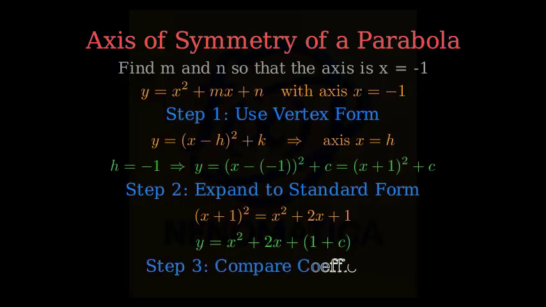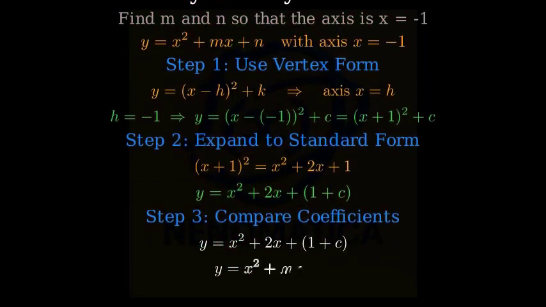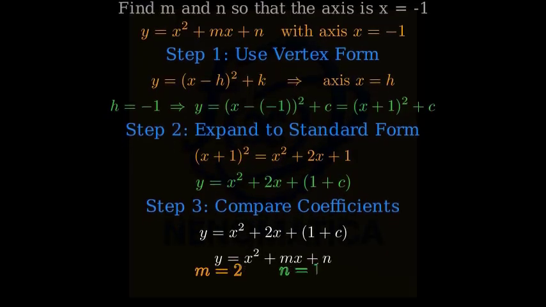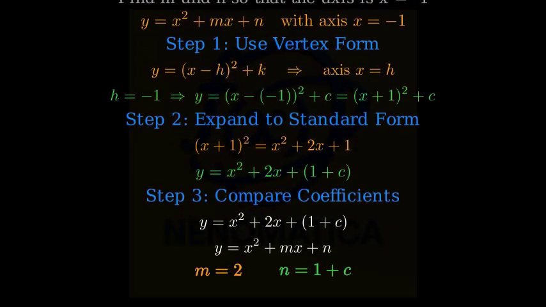Step 3. Compare with the standard form y equals x squared plus mx plus n. Matching coefficients gives m equals 2 and n equals 1 plus c. This means m is fixed as 2 to make the axis x equals negative 1, and n can be any real number depending on c.